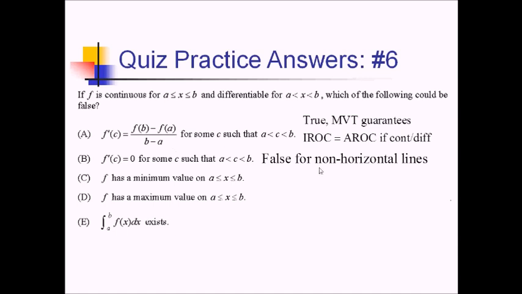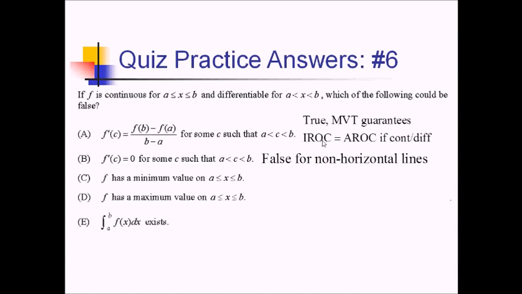Probably the easiest one is if you take any non-horizontal line. Like y equals x or y equals negative 3x, those are never going to have a slope of 0 because they have a constant slope of something else. So this statement is actually false for this case and plenty of other cases as well.